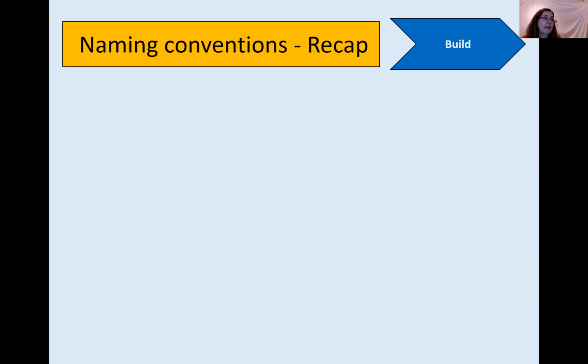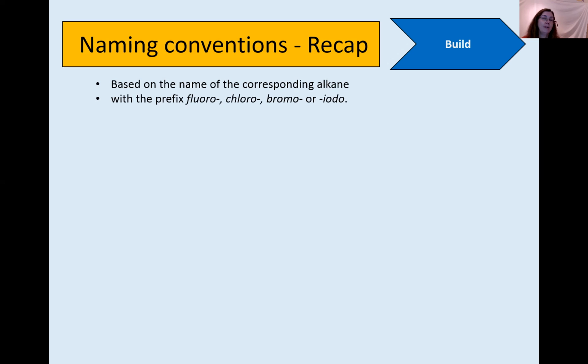So this is just a recap on the naming conventions. You base the name upon the corresponding alkane. So we name from the base alkane. We find the longest chain. Because it's got chloro or fluoro or bromo in it, we prefix it at the front. We prefix chloro or bromo. So bromoalkane, bromomethane, and that has to be done in alphabetical order. So we name it on the halogen, not whether there's 2 or 3 or 4 of them, but on the halogen itself.